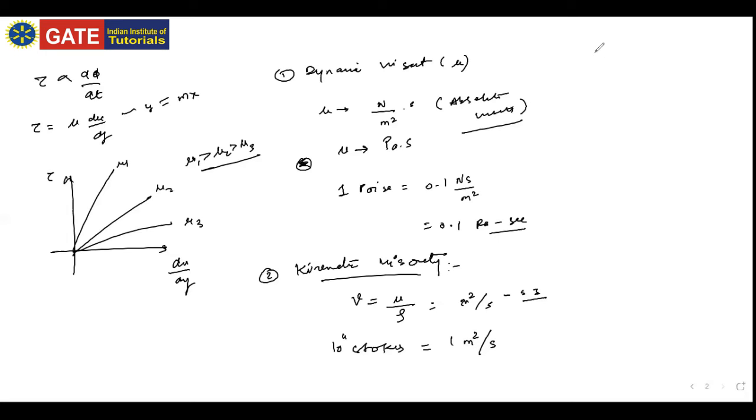If you want to write Newton's law in terms of this, you can write that tau is equal to mu du by dy. Multiply and divide by density on the right side, and you will get tau can be written as the kinematic viscosity into density into the change in velocity with respect to the gradient of height.